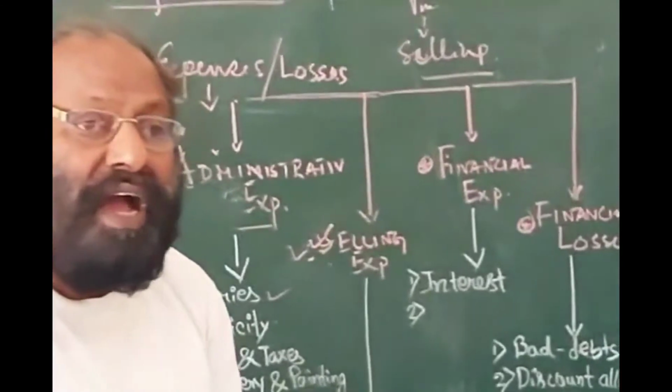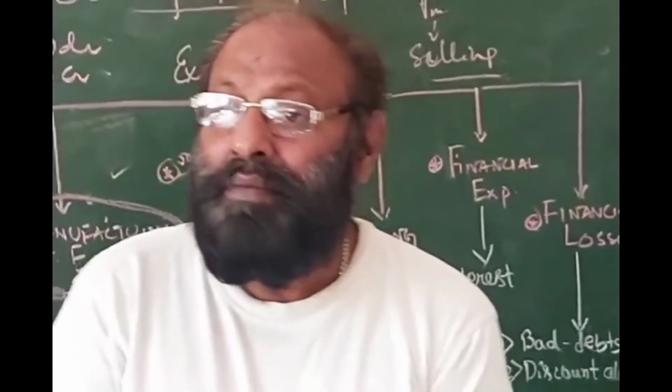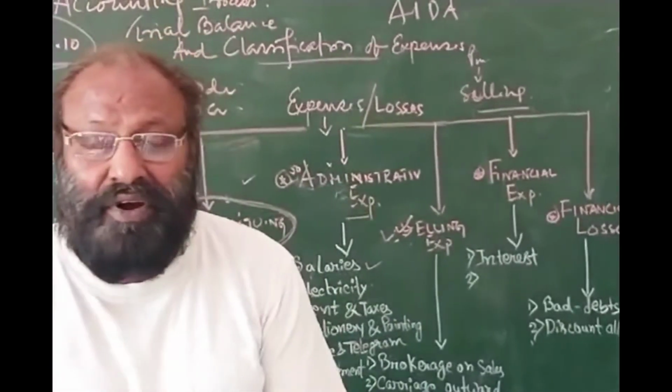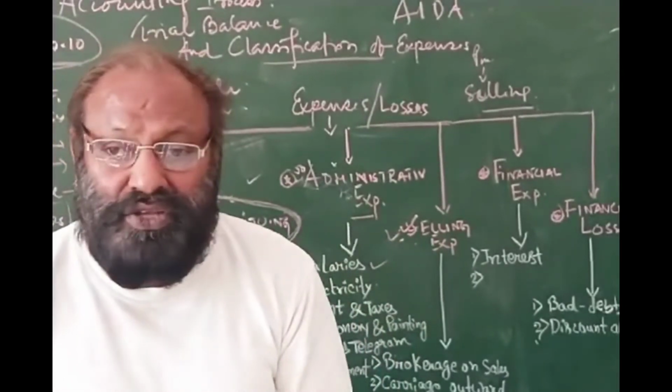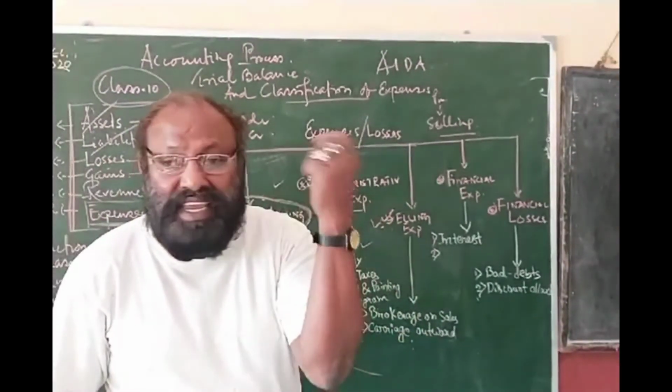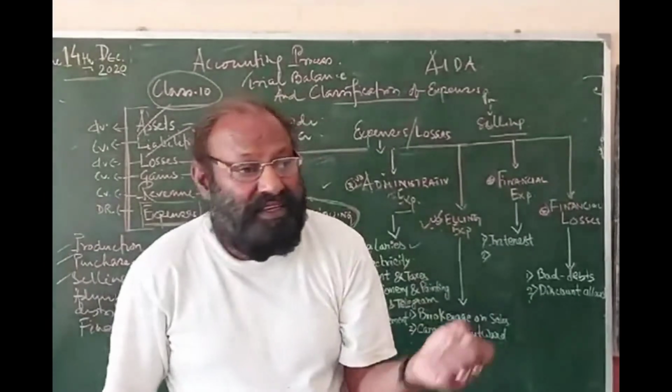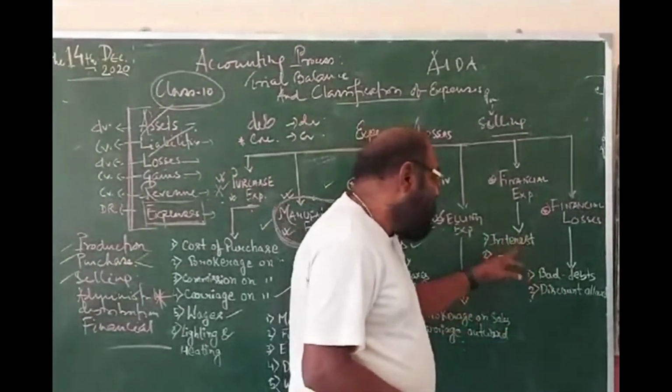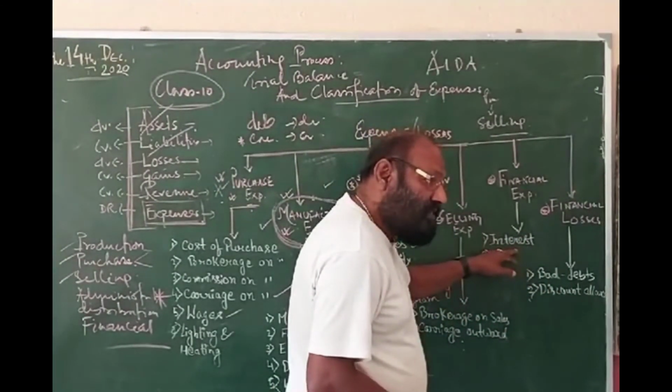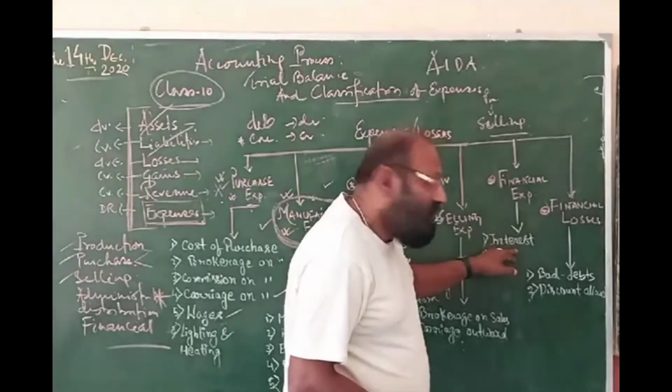Financial expenses: I have taken a loan from the bank, or I have mortgaged some property for generating funds. So the interest which I am paying is known as interest. The interest is a financial expense. Clear?